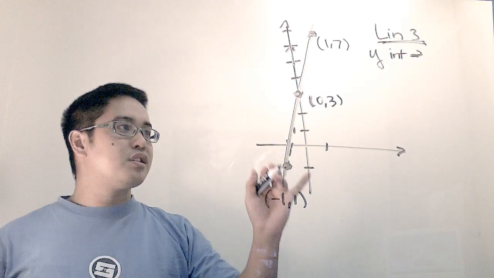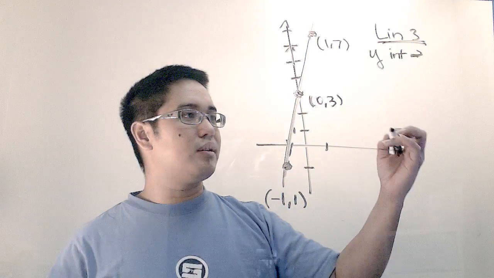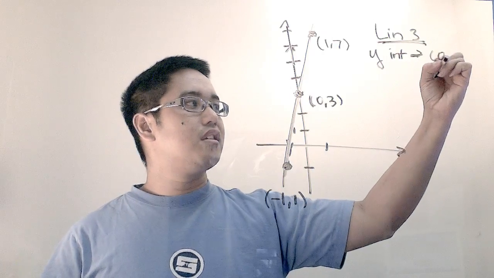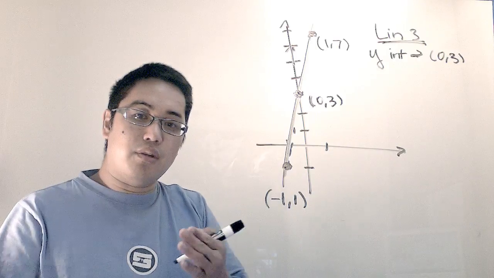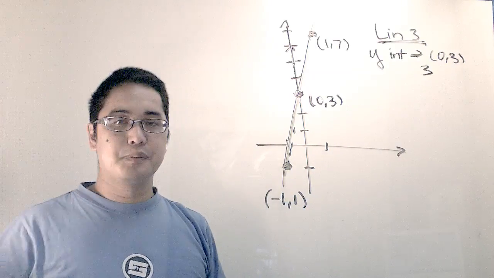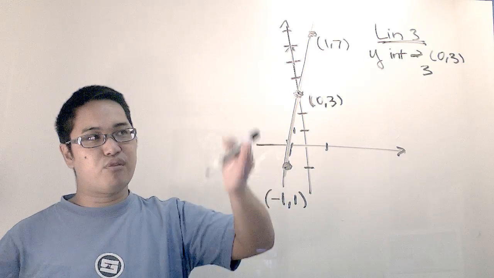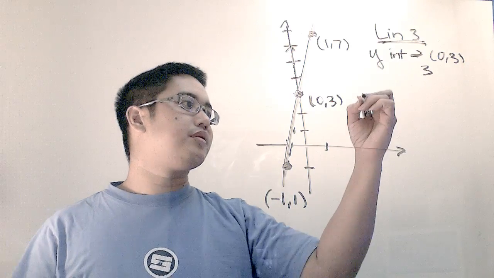All right, so the y-intercept for this thing is this point right here. The point is 0, 3, but a lot of times we assume that you already know that the x value is 0, so we just say it's 3. That would be the point at which this graph crosses the y-axis. All right, what's the slope?